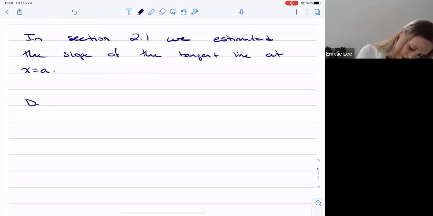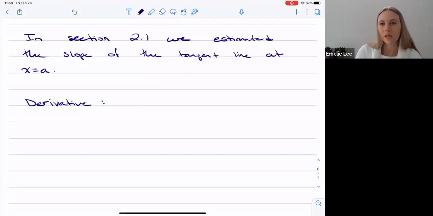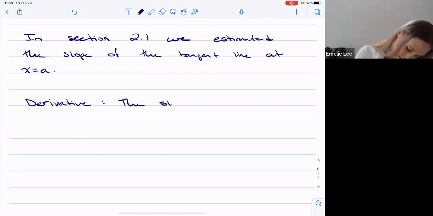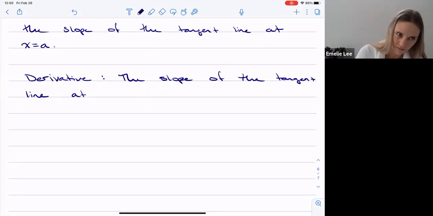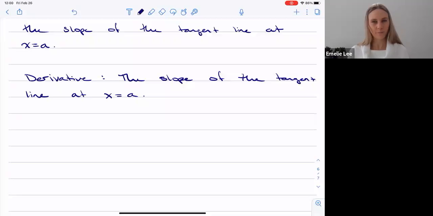Okay. So here, this is what's really important. The derivative is the slope of the tangent line at x equals a in this section, and then later we'll just change it to some value of x. So let's just say at x equals a for now.